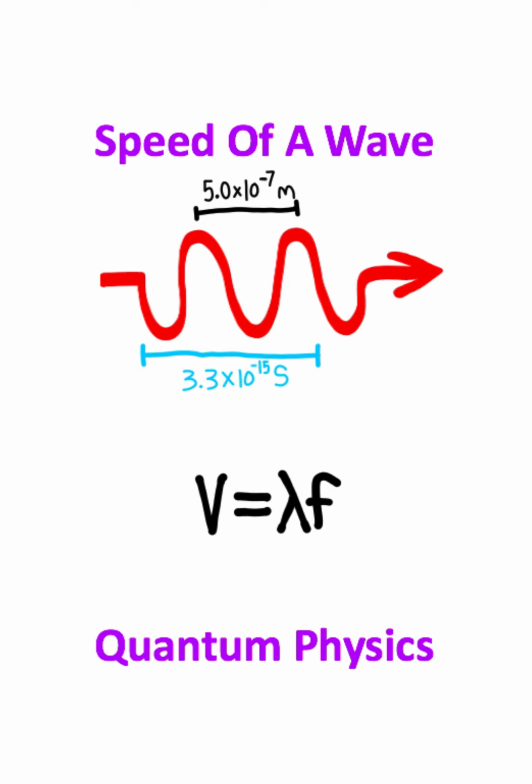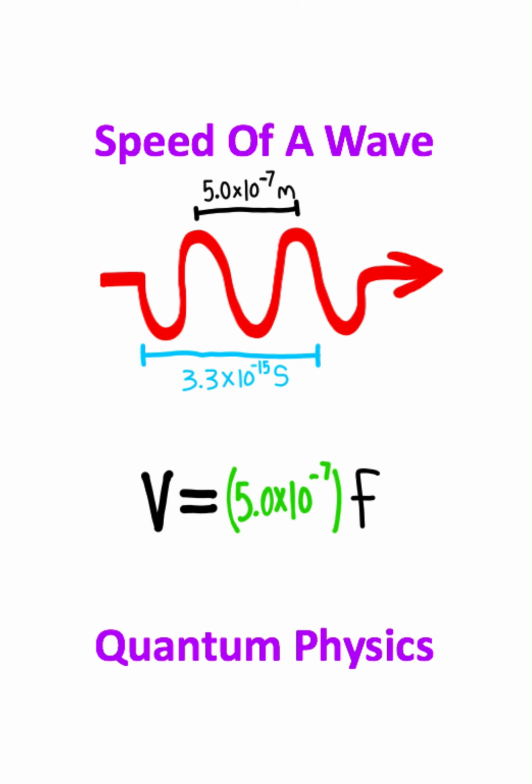Now what we're trying to do is figure out the speed of this wave. The speed of the wave is the wavelength times frequency, and we actually have the wavelength right here. The wavelength is the distance between 2 peaks or between 2 troughs. And in this case, we have the distance between 2 peaks, so we can just go ahead and plug in that number for our wavelength.